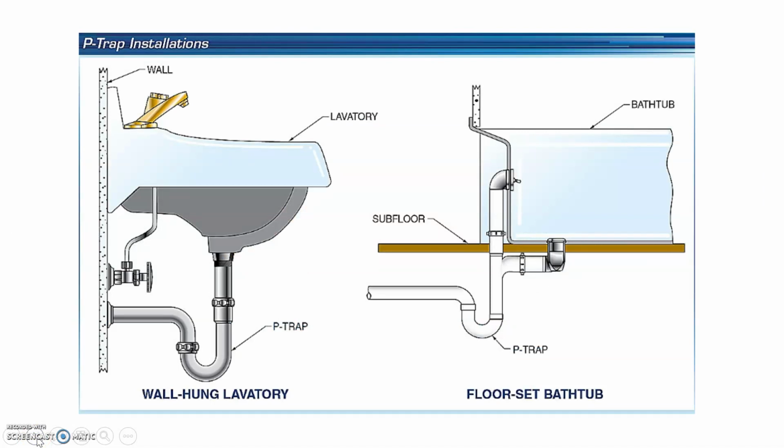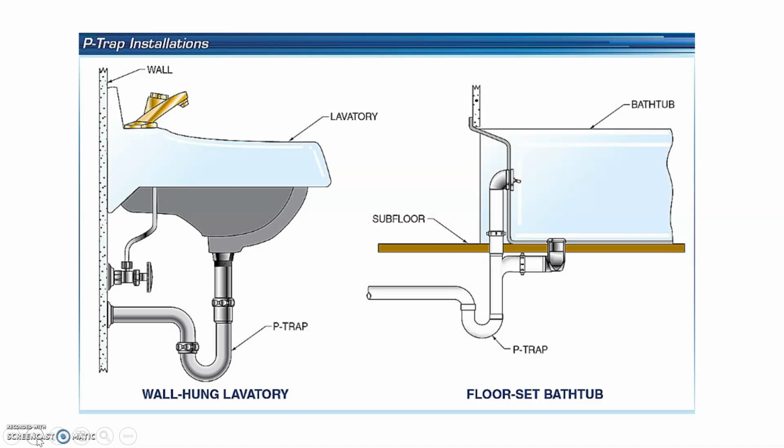Here's a nice picture of the installation of a P-trap in play. On our left-hand picture, we have a wall-hung domestic lavatory. The outlet pipe comes out of the fixture and into a P-trap connection, and then the P-trap connects directly into the wall, where it continues on its way, eventually making its way down to the sanitary building drain and out the building. On the right-hand side, we have another P-trap.